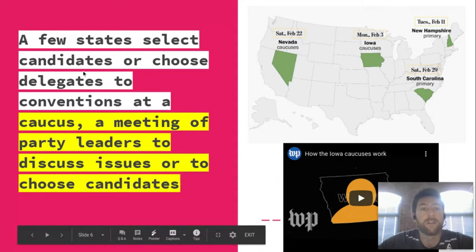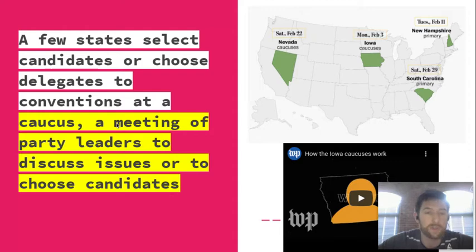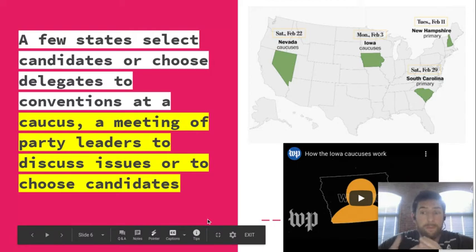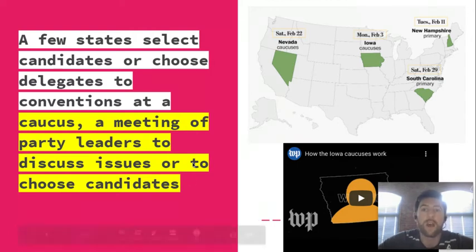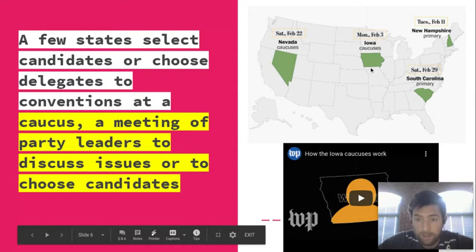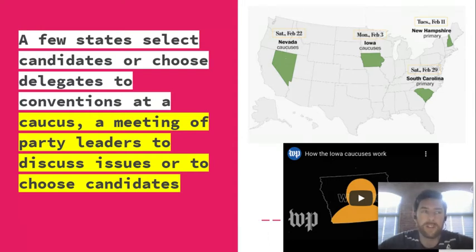A few states select candidates or choose delegates to conventions at a caucus, which is a meeting of party leaders to discuss issues or to choose candidates. The two main caucuses that people tend to really focus on are the Iowa caucus and the Nevada caucus. It's pretty much like a town hall meeting sort of thing, and it's very old school.